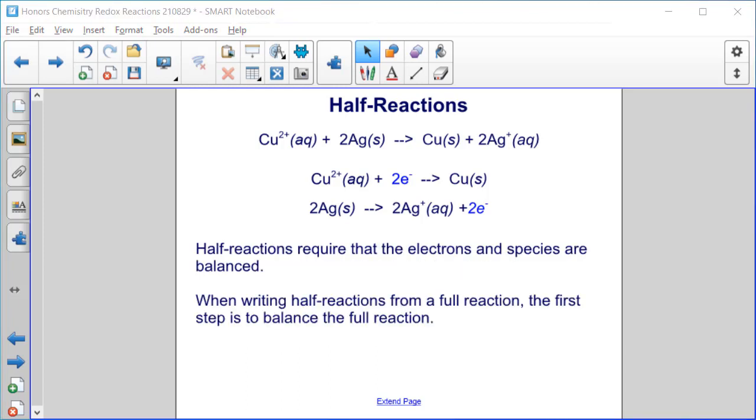Half reactions require that the electrons and the species are balanced. So in this case, we have 1 copper on both sides. This copper has 2 positives. In order to make sure that we end up with something that's neutral, we have to also have these 2 negatives or electrons as reactants. The same on the other side. If we have 2 positive silver ions, we've also got to have these 2 negative electrons to get an overall 0 charge. So when writing half reactions from a full reaction, the first step is to balance the full reaction.